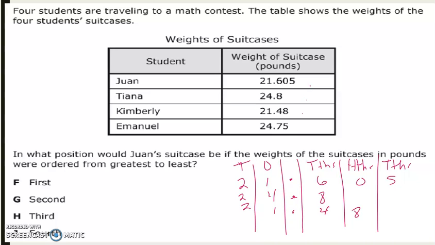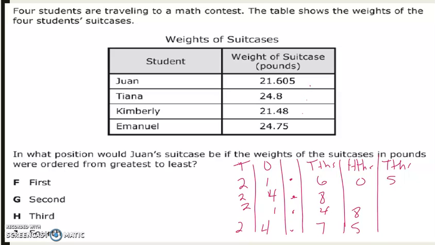And the last one is 24 and 75 hundredths. So 24, 75 hundredths. Now, when you are ordering numbers, remember place value is important. So I'm going to go ahead and make sure all of the numbers have the same place values.